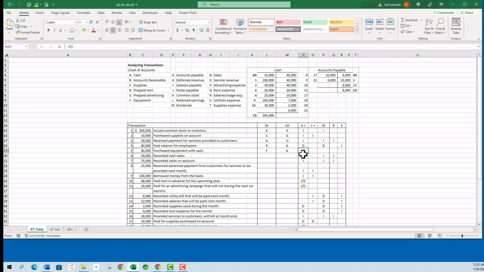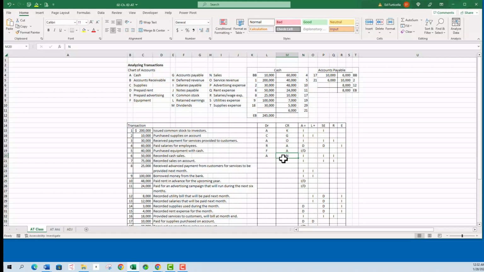On the next one, it says recorded cash sales. So this is a way that we say we sold stuff to our customers and they paid us cash. Well, the two accounts then are cash and sales. Because cash is an asset and it's increasing, we debit A. Sales is a revenue account. So in this problem, we have two revenue accounts. Letter N is for sales. You use sales when you sell a product. And O is for service revenue. So we use service revenue when we provide a service. This company sells a product as well as providing a service.